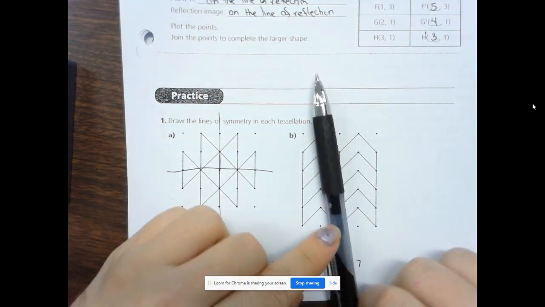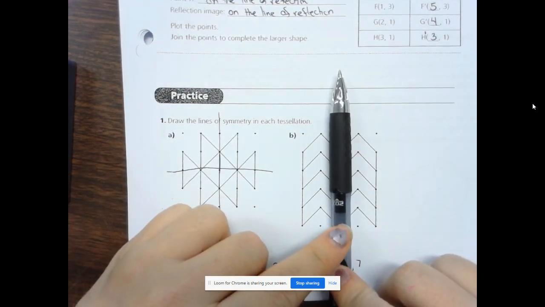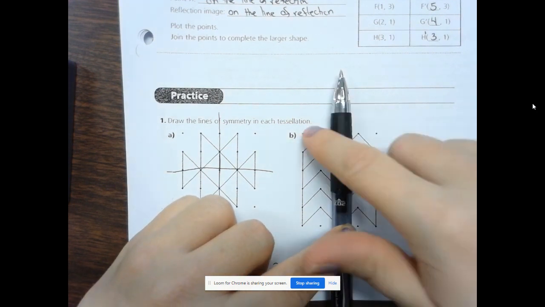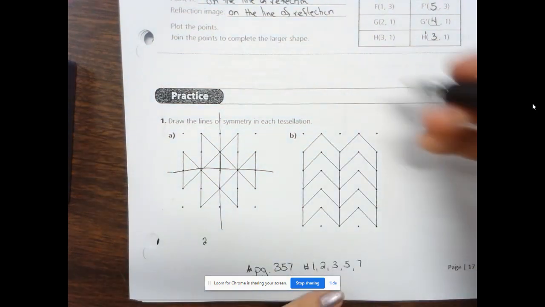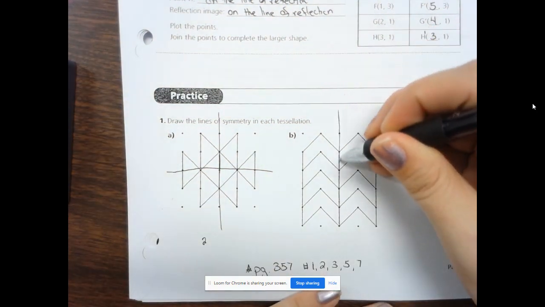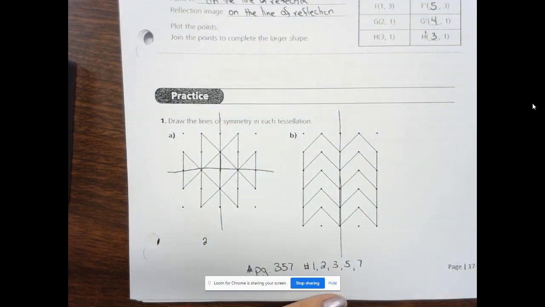I can try a vertical line. So if I were to cut or fold it over the center, the 2 points stick out at the top, and I have 2 a little bit further away at the bottom. I would say that there is a vertical line that cuts through it.